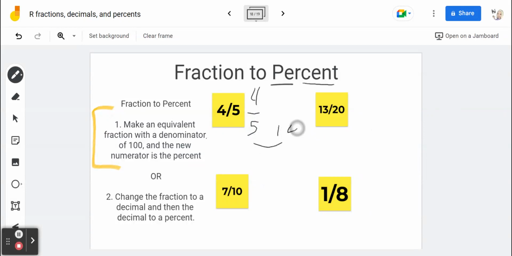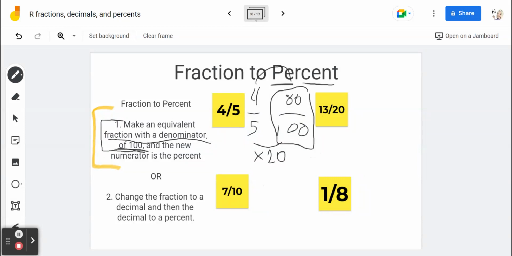4/5, we want to have our denominator be 100 because that's what our rule says. Make the denominator 100. So what do we do to 5 to get to 100? If you do your multiples of 5, you would figure out that 5 goes into 100 20 times. So times 20. If we multiply the bottom by 20, we have to multiply that top by 20. 4 times 20, you're going to get 80. So we made an equivalent fraction with a denominator of 100.